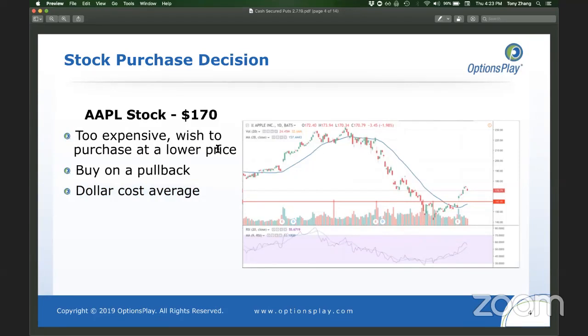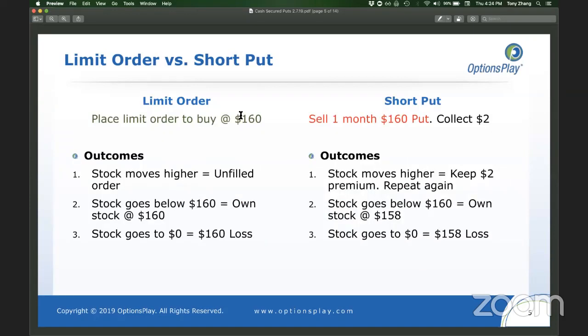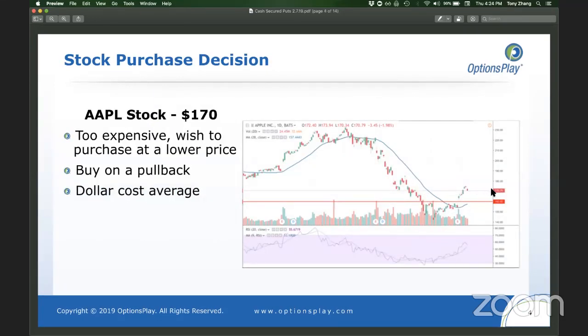And that's the goal here. That's the whole point of why we're here on this webinar: how do we acquire our stock at a discounted price, which is what you're typically looking for when you put in a limit order. So in the example here, where the Apple stock's at 170, I have a chart here. The Apple stock's trading just around 170. As you can see, I have this red line here around the 160 level. That's a level that I would feel a little bit more comfortable owning the stock at.